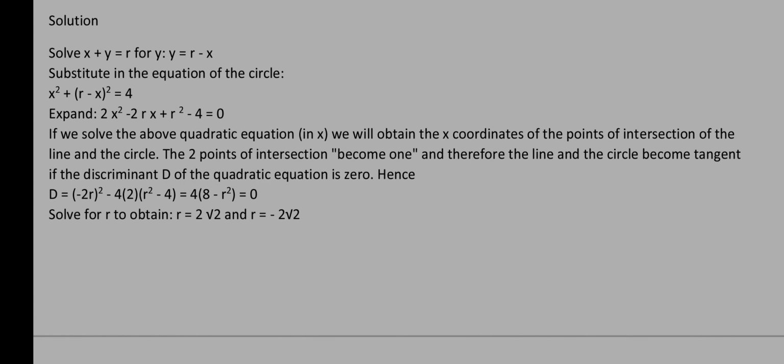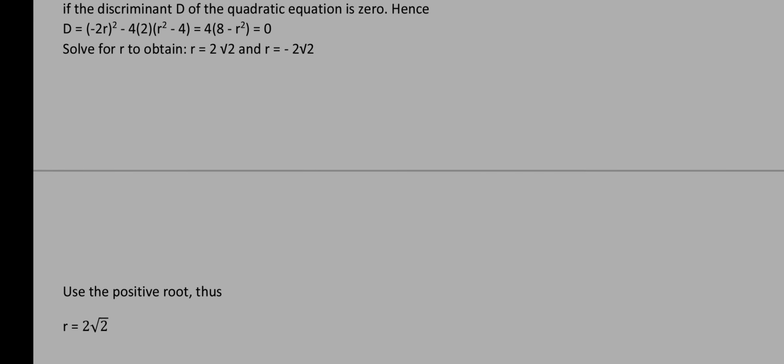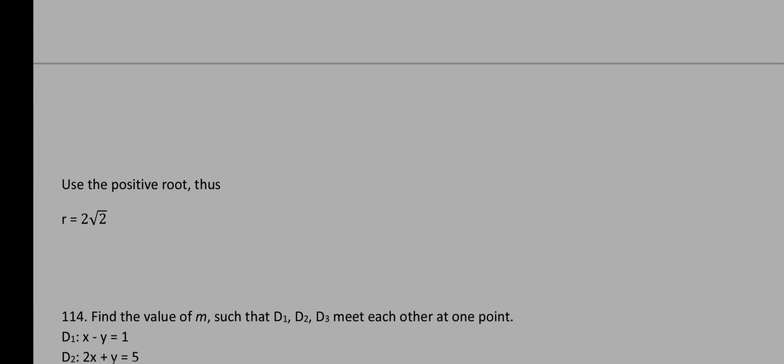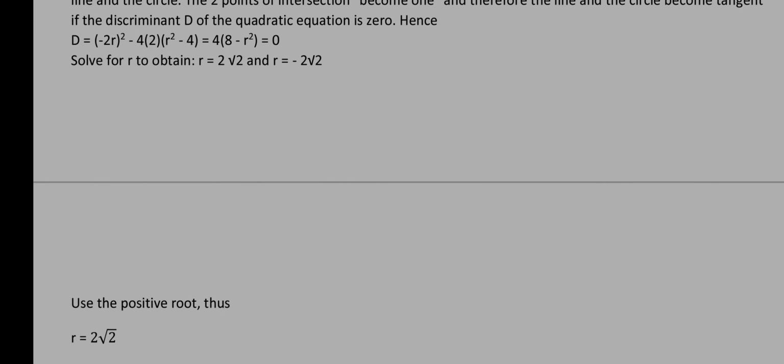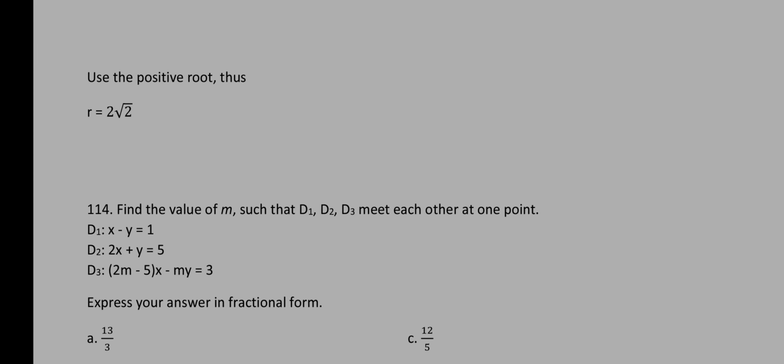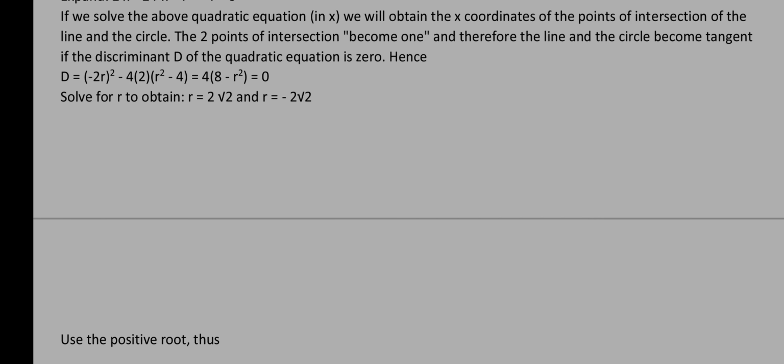Solve for r to obtain r is 2 square root of 2 and r is negative 2 square root of 2. Use the positive root syempre, kasi negative extraneous root yon. Thus, yung r mo is 2 square root of 2.